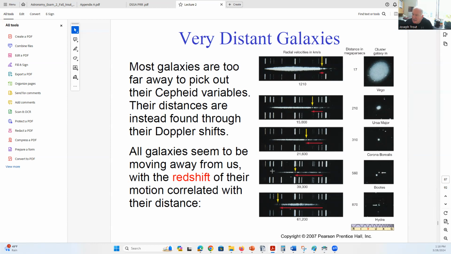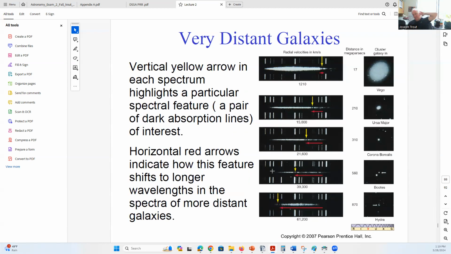Most galaxies are too far away to pick out Cepheid variables, and their distances are found using Doppler shifts instead. All the galaxies seem to be moving away from us, with the redshift of their motion correlated with their distance. The vertical arrows in each spectrum highlight a particular feature, a pair of dark absorption lines of interest. And the horizontal lines indicate how this feature shifts to longer wavelengths in the spectra of more distant galaxies.